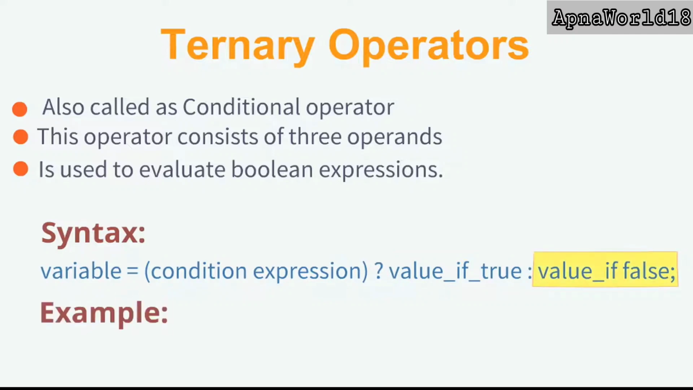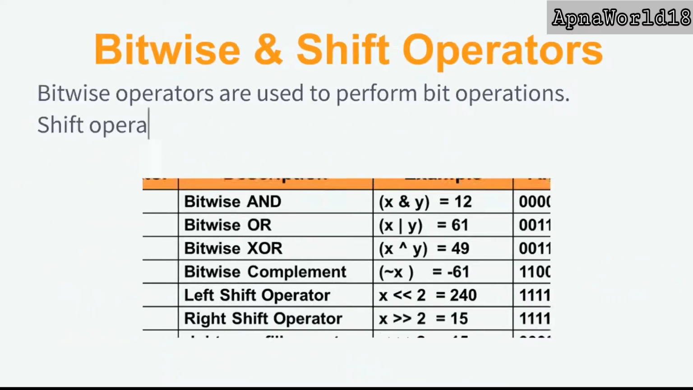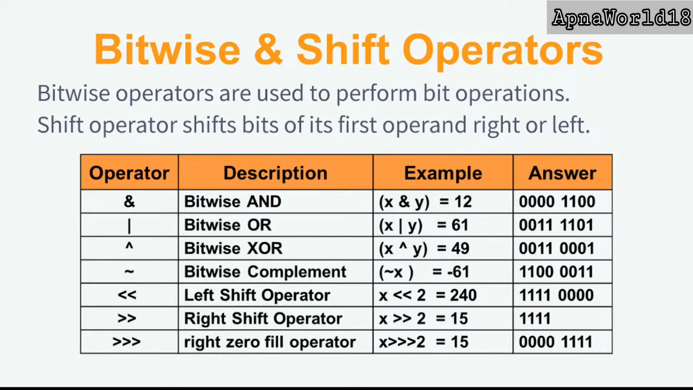In the example here, it will check if A is equal to 1. If true, then B is assigned 20. If false, then B is assigned 30. Next are bitwise and shift operators that perform operation on bits. I will skip explaining this in detail. In our next video, we will learn more about operator precedence and associativity in Java.